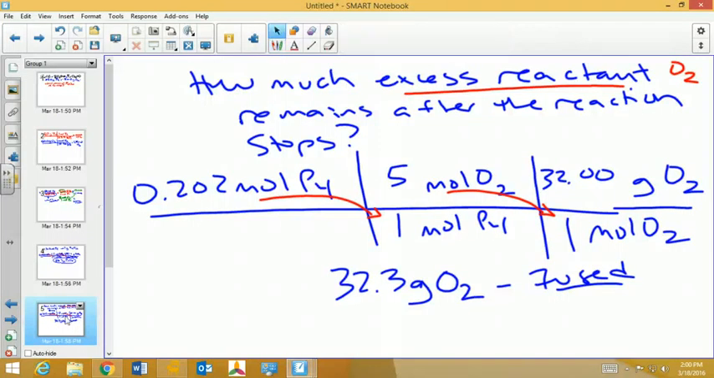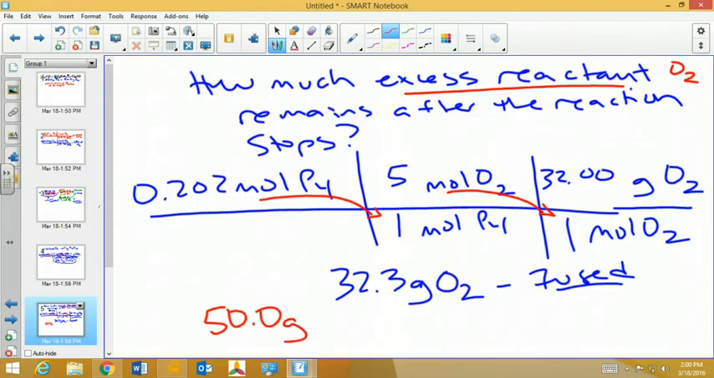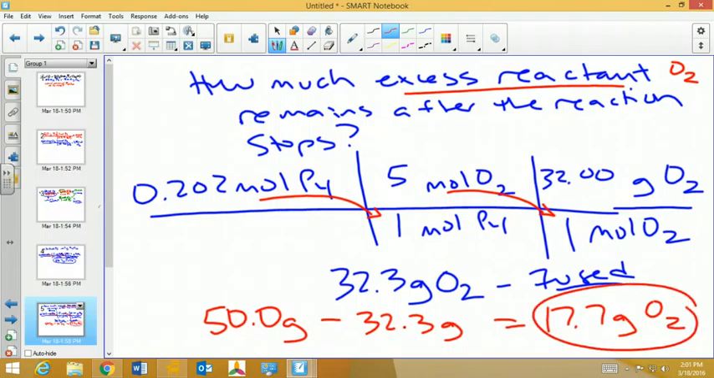But of course, I started with 50 grams, and I want to subtract then that 32.3 grams, and that will give me a final answer of 17.7 grams of O2. That is how much excess remains after I am done. Again, feel free to use 11.3, the limiting reactant section. This is straight out of example problem number 5, as well as the notes on Schoology.